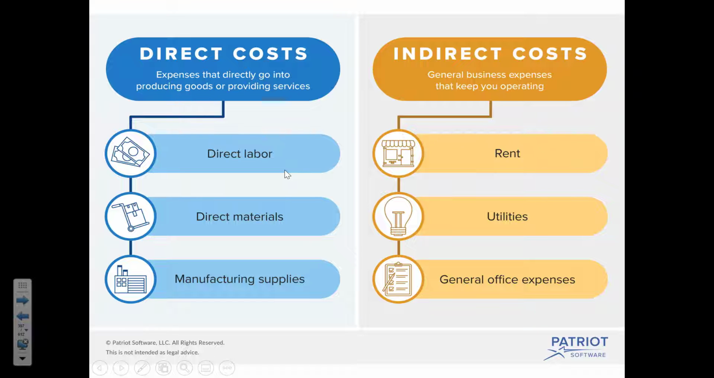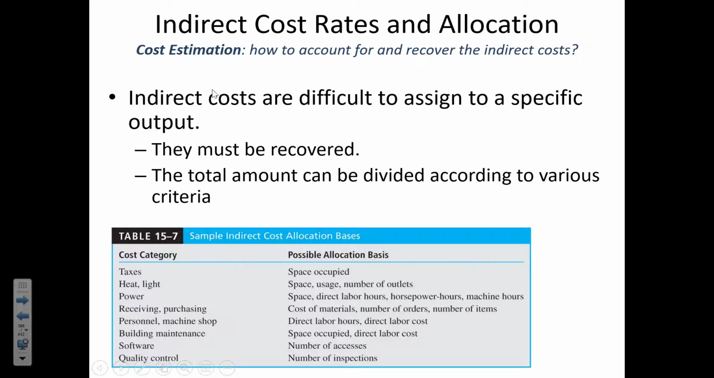Whereas like in the case of plastic, you know how much plastic goes into manufacturing a phone case, and you know how much labor is required to manufacture the phone case. These indirect costs are a little bit more tricky. And so one of the techniques that we use is dividing the cost categories into different allocation basis. And if you look at, this is a table from your book, it suggests different ways of recovering different cost categories that are typically considered indirect cost.